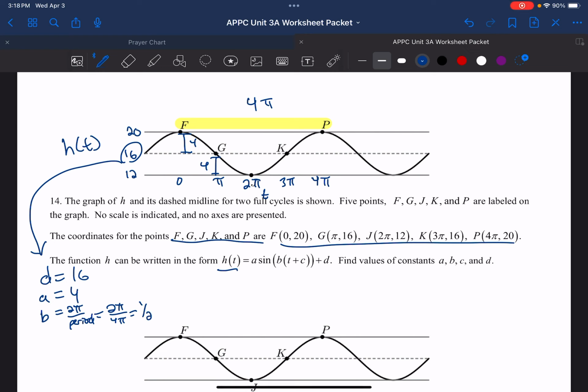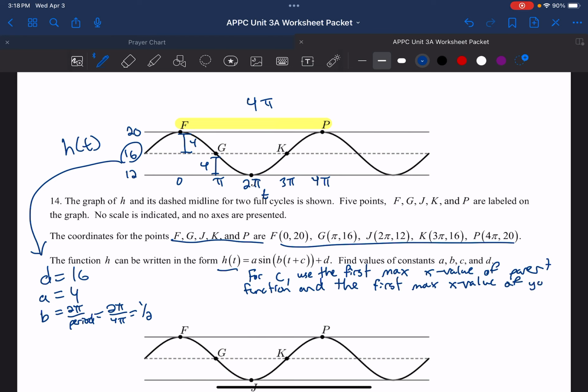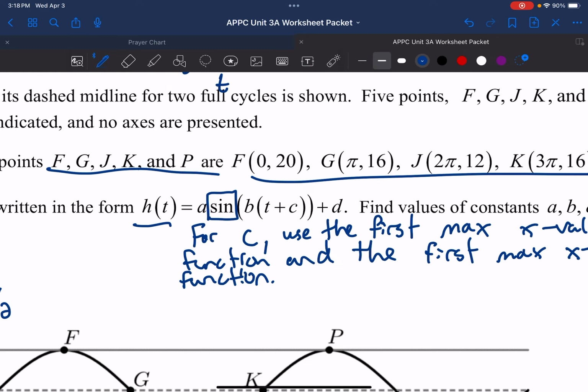Okay, and now I've got to find my c value. For c, and I'm re-explaining this in a different way just to make more sense: use the first max x value of the parent function and the first max of your function. So what do I mean by this? What's my parent function here? Because remember, we're trying to write this in terms of sine.